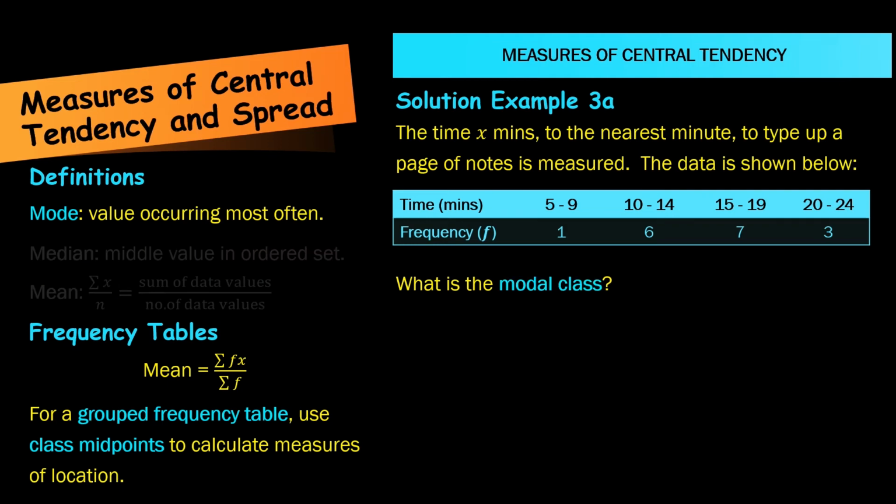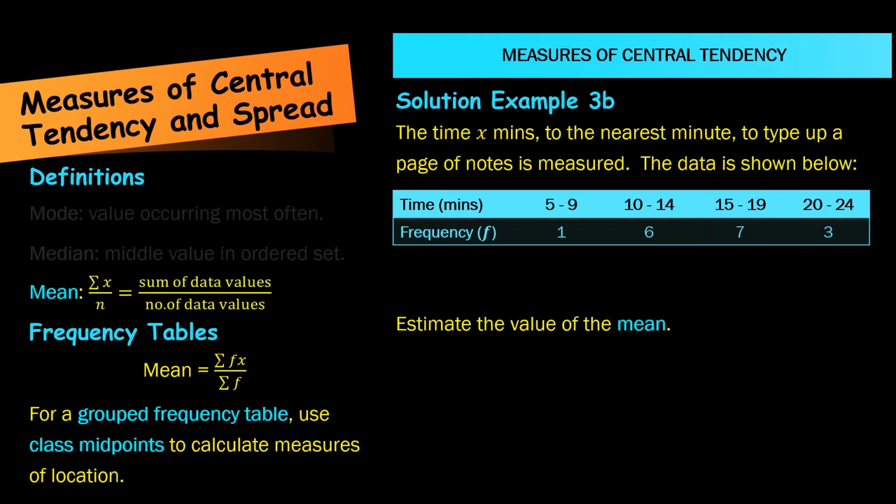So let's solve this. Remember that we're looking for the value which occurs the most often. So the modal class is looking for the highest frequency. And here is the highest frequency. 7 is the largest out of all the f values. Therefore, the modal class is the corresponding class, 15 to 19.